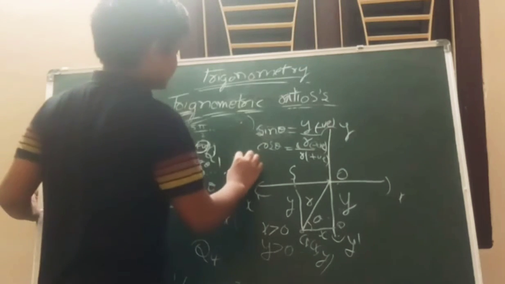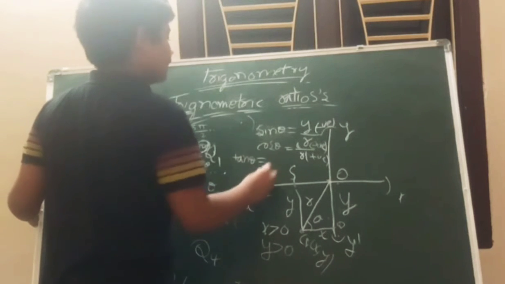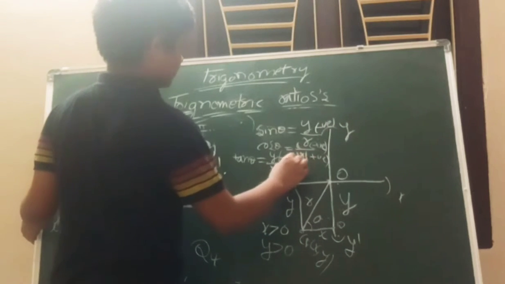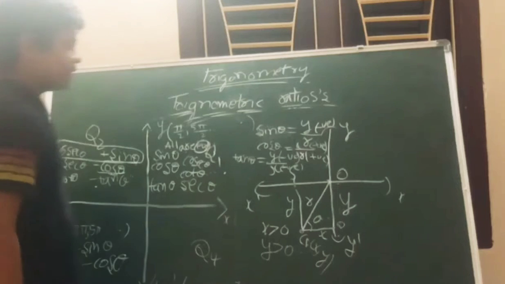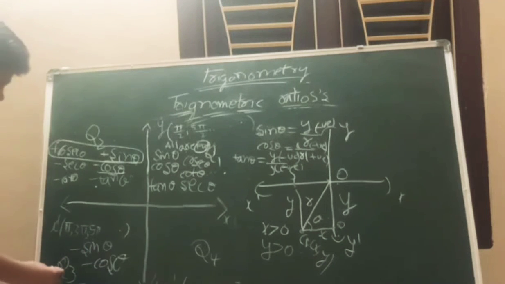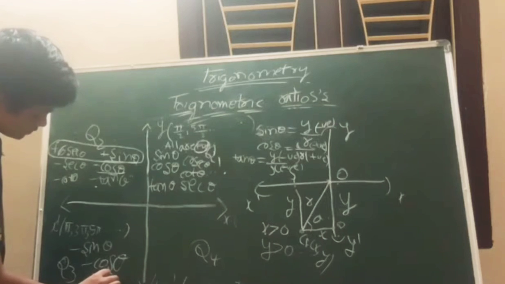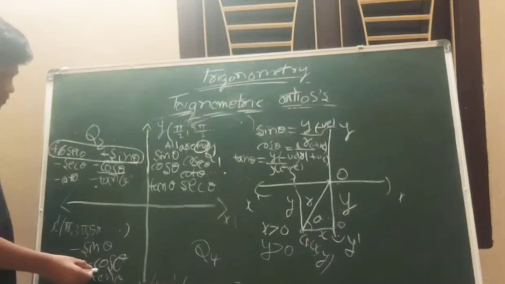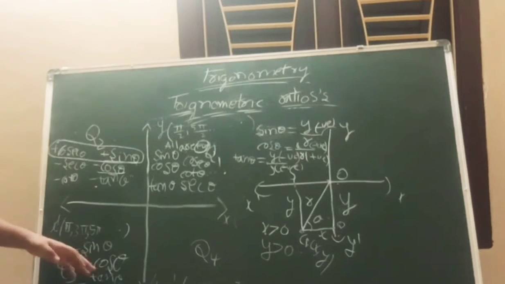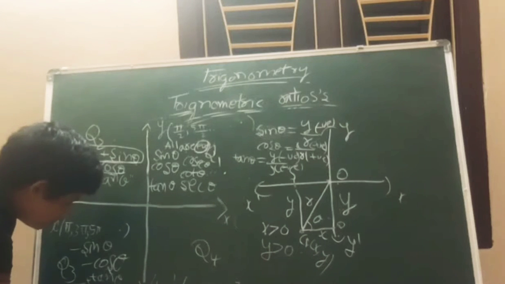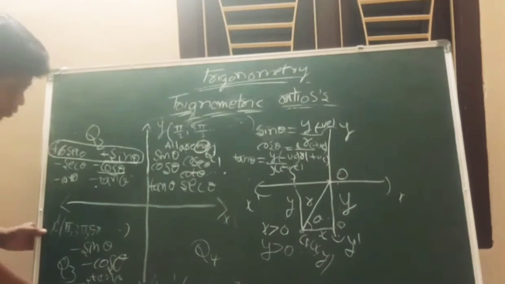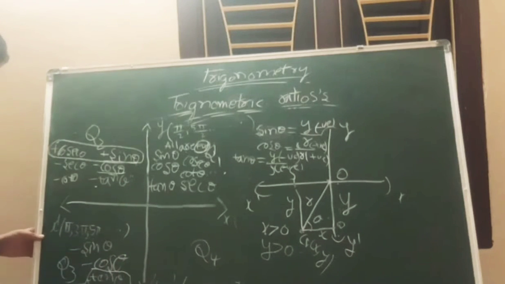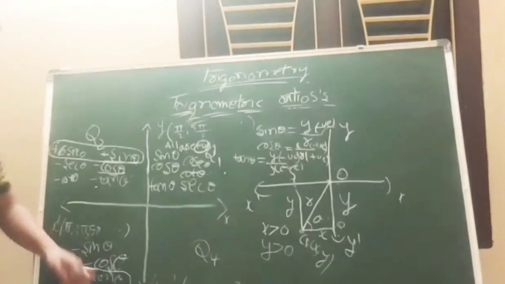And the third one is tan theta, which is equal to opposite side to theta by adjacent side to theta. This is negative and this is also negative. So negative by negative is positive. So tan theta is positive. The reciprocal of sin theta is negative and the reciprocal of cos theta is negative, but the reciprocal of tan theta is positive. So in quadrant 3, tan theta and cot theta are only positive.